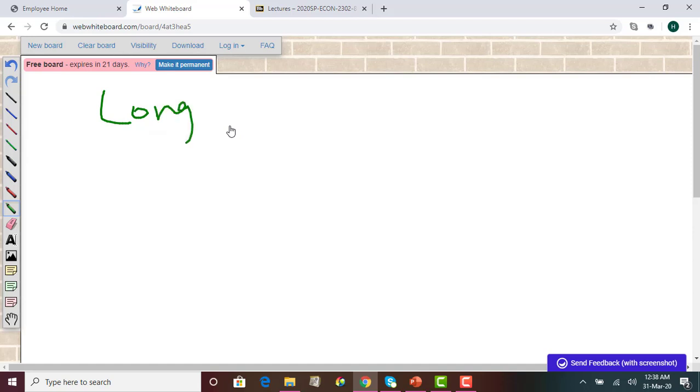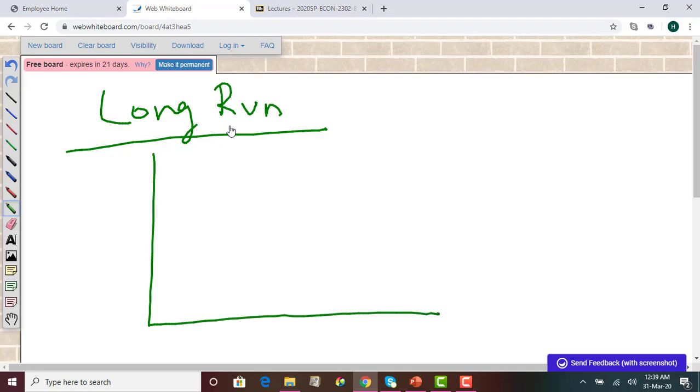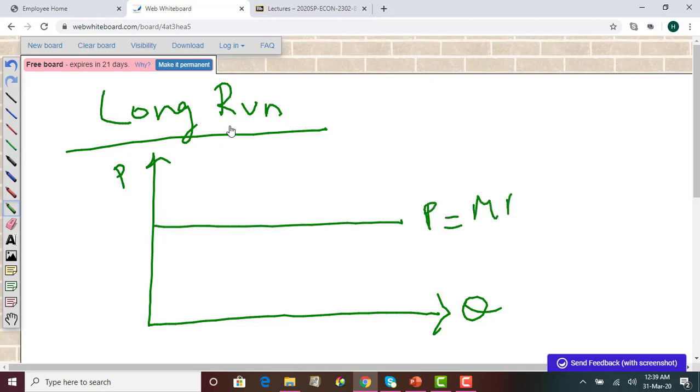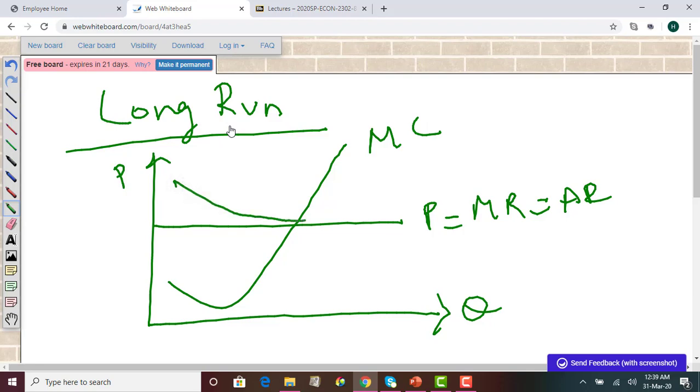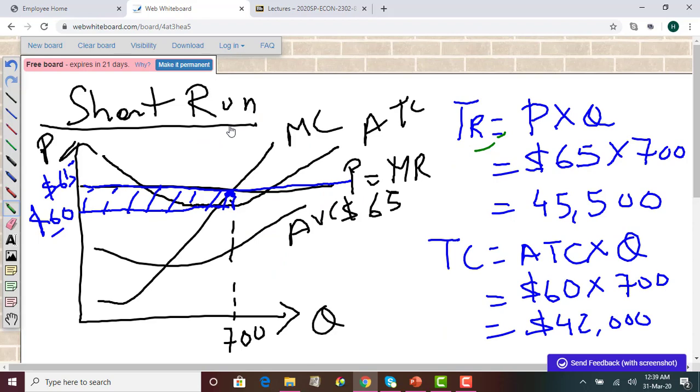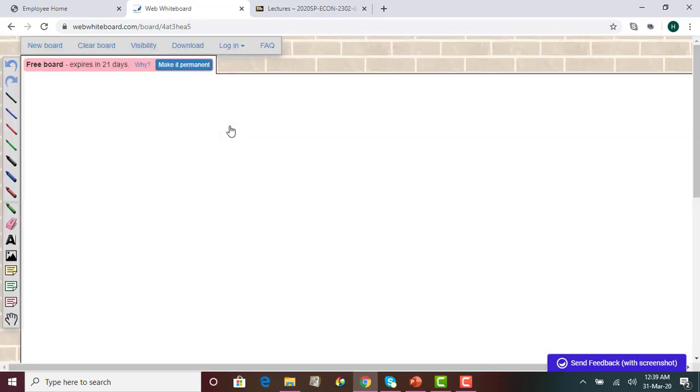So in the long run, the graph will be, again, this is quantity, this is price, okay? This is your demand curve, which is price equal to MR equal to AR, and let's say this is your marginal cost curve. This is your average... Oh God, I don't know what's wrong with this. Let me do it again. Sorry about that.